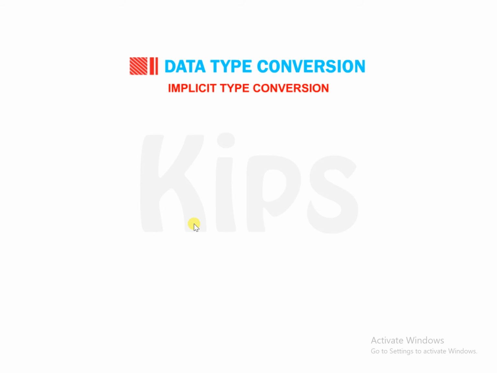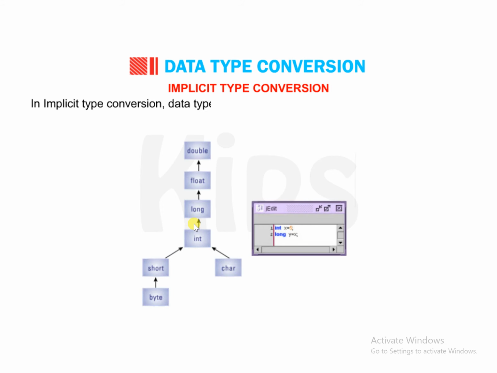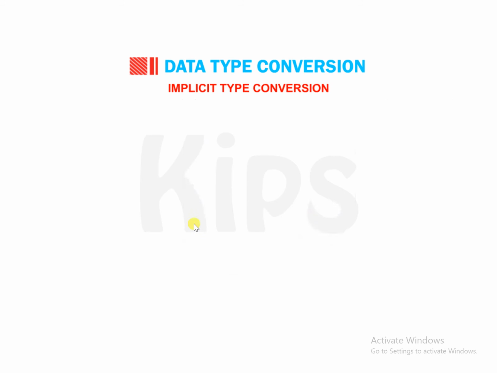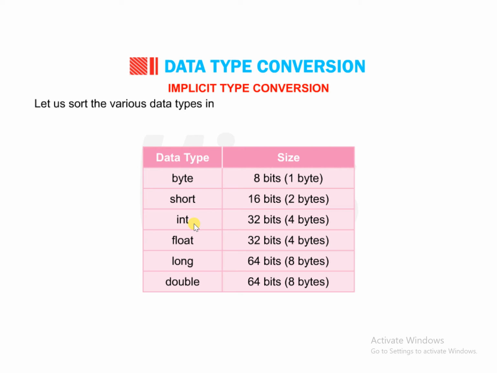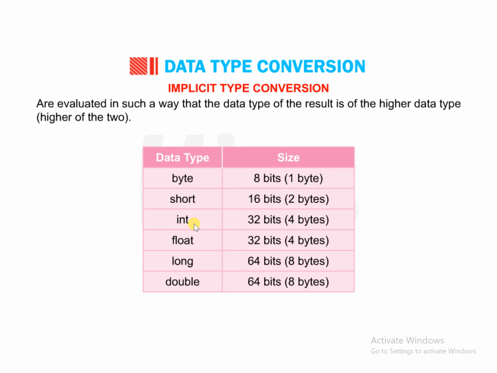Implicit type conversion. In implicit type conversion, data types of various operands are automatically converted by the compiler. Implicit type conversion converts data types of all the operands to the largest data type present in the expression. Let us sort the various data types in an ascending order depending on the amount of memory needed. If an expression contains values of different data types, then the results of each operation are evaluated in such a way that the data type of the result is the higher of the two.